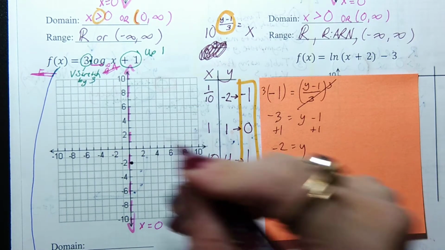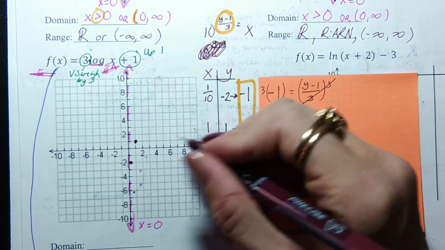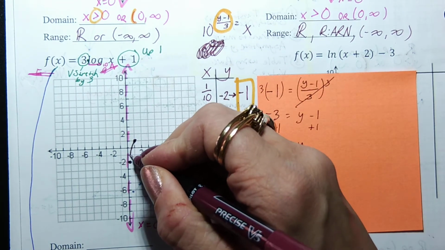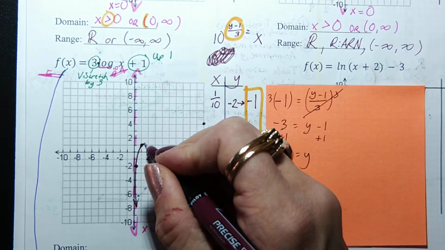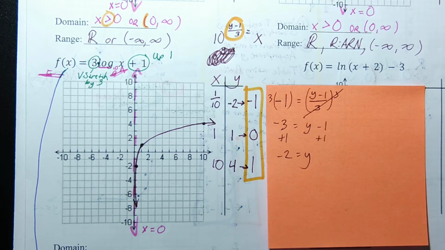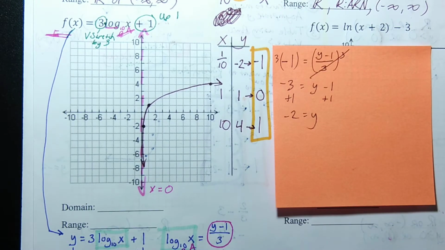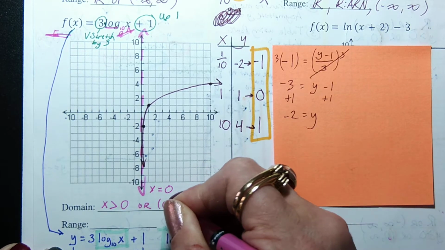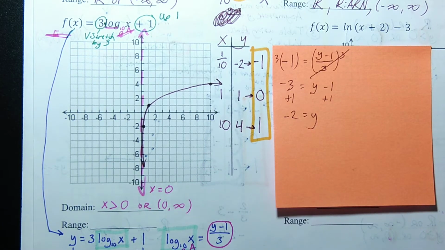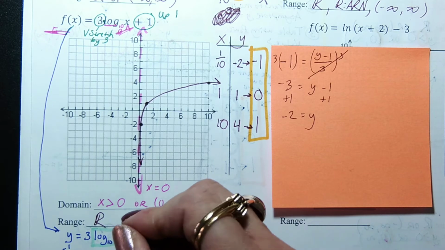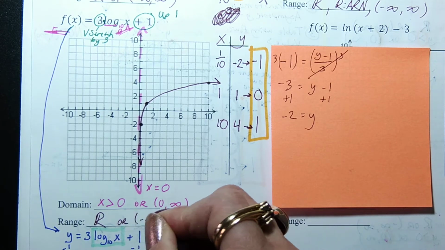Down, negative 2. 1, 1. And then 10, 1, 2, 3, 4. So we're curving towards the asymptote this way, and then swooshing out that way. Our domain is x is greater than 0, or 0 to infinity. And then our range is, roar! Think of the little lion in your jungle of vertical asymptote trees. So you can do your fancy R or negative infinity to infinity.